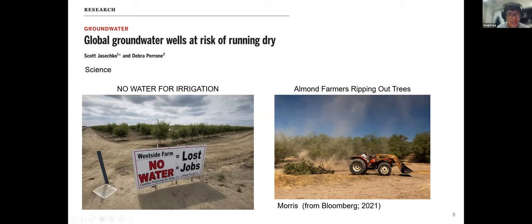This is not an image that I took, but it's not hard to see such images. What this says is that there's no water, meaning the farmers are losing their jobs. There's no water to irrigate the farms. Some farmers are ripping out their trees, almond trees and other fruit trees, because the water is so expensive when the demand is very high but the supply is not enough. So this is really a serious problem.